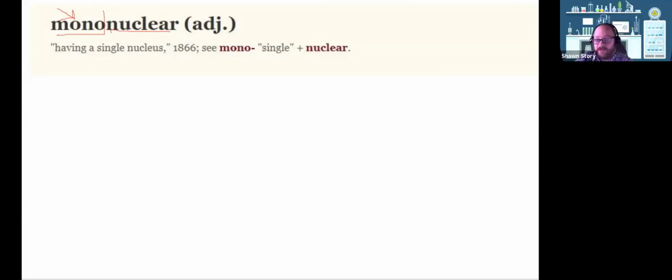And there are a bunch of words with mono, like monocle, which is like one glass, one eyepiece, a monocle that you look through. A monopoly is when one company owns everything. They have a monopoly. If someone is monolingual, they only speak one language. So if we see mono in a word, we know it has to deal with one. So mononuclear, it has one nucleus.